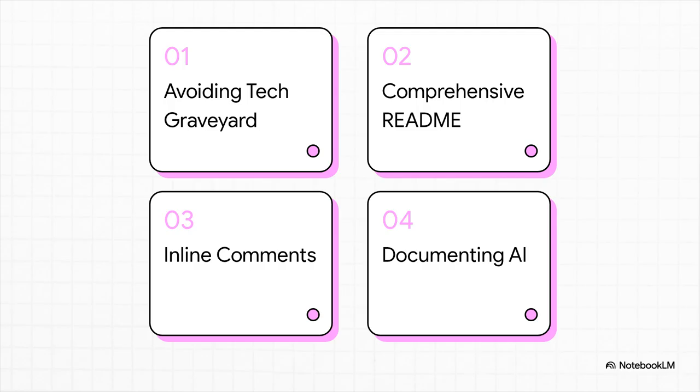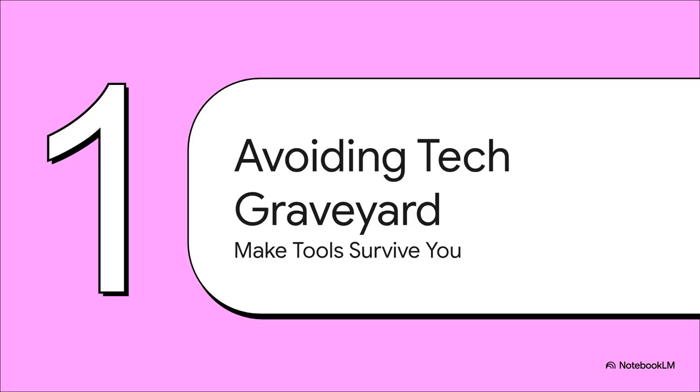So, to make sure you get your builder's permits and keep your projects out of that graveyard, we're going to walk through 4 key steps today. First, avoiding the tech graveyard overall. Second, creating the comprehensive README. Third, clarifying with inline comments. And finally, documenting AI and review. Let's get into it. Okay, Section 1.